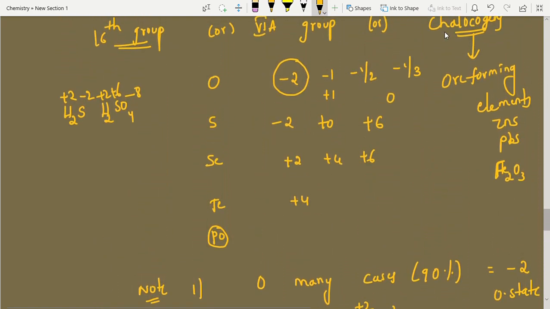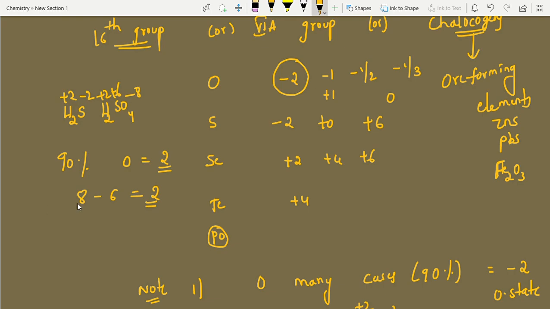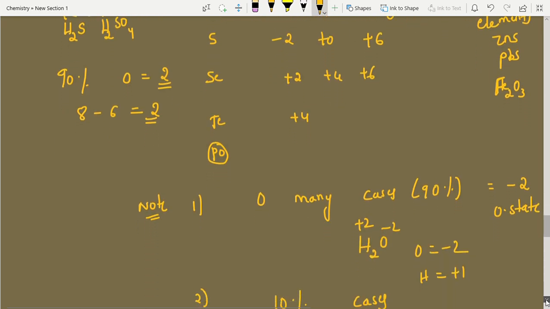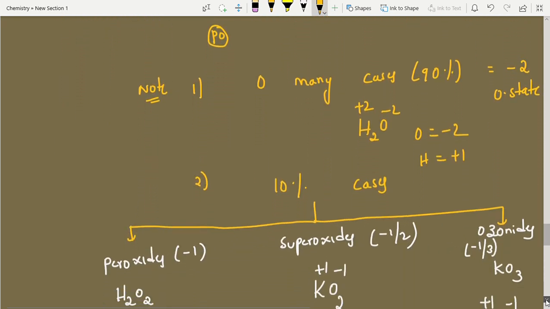It's the common valency. For oxygen, in 90% of cases, what I said, oxygen shows 2 valency. So 8 minus group number 6 gives 2 valency. Like that also we can calculate. But exceptional cases of oxygen are there, and those cases play an important role in competitive examinations.